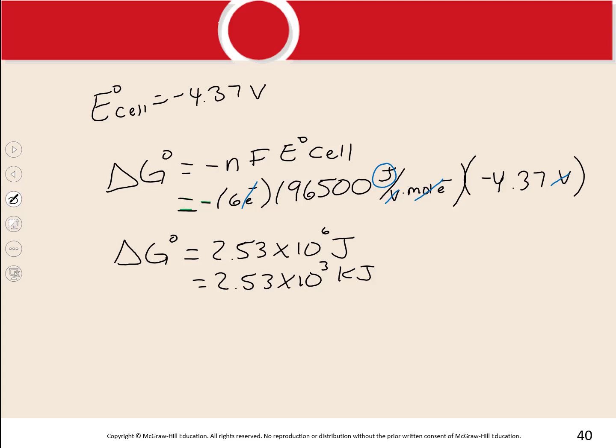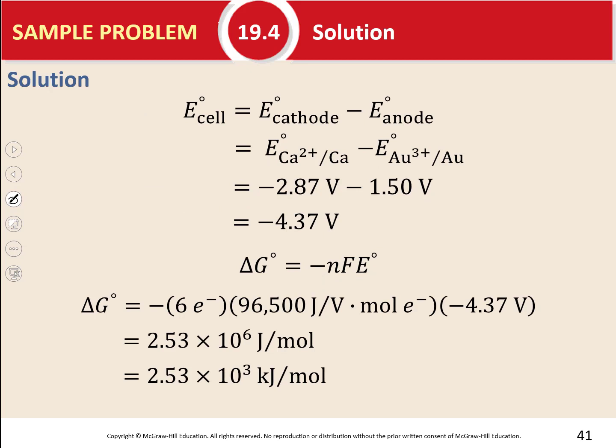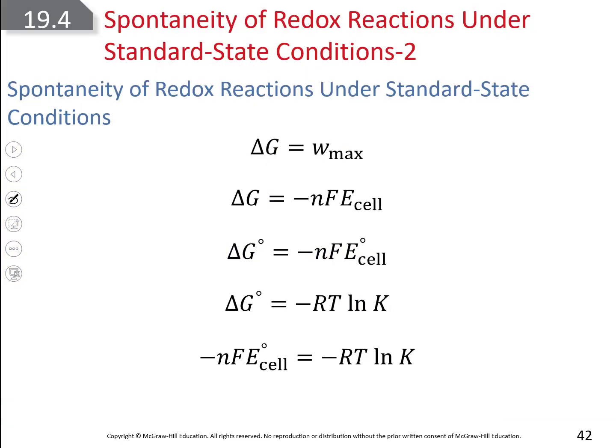Under standard state conditions, if you have a negative E standard of the cell, is the reaction going to be spontaneous or non-spontaneous? Non-spontaneous under standard state conditions. We can make it spontaneous by changing the conditions, but under standard state conditions, it's always going to be non-spontaneous. All right, there's our answer, non-spontaneous.